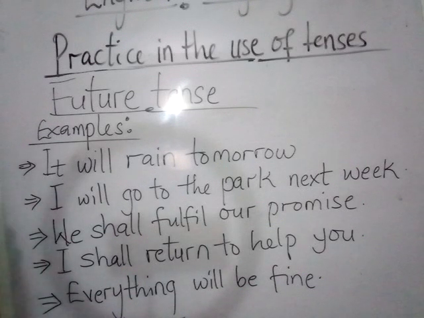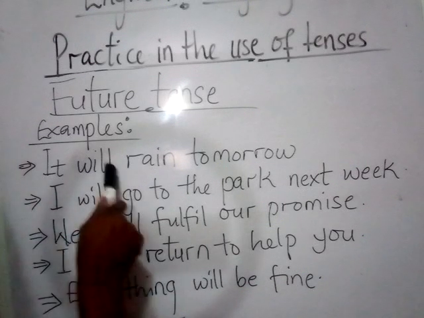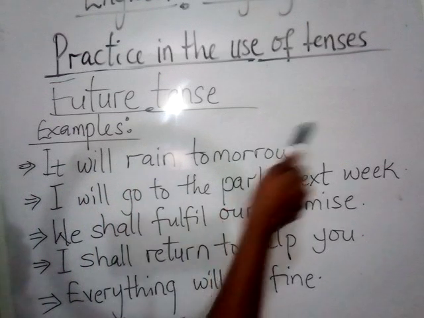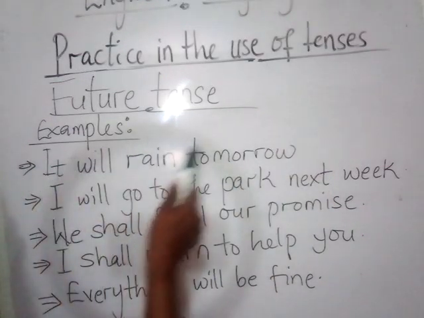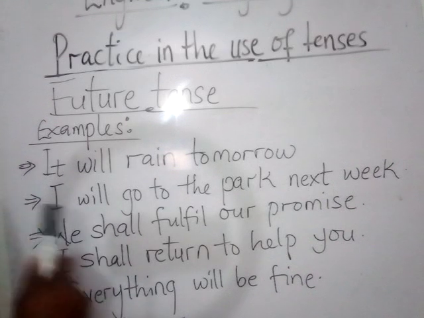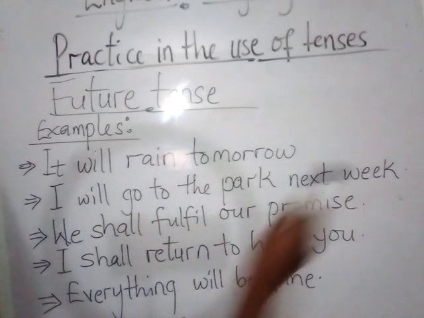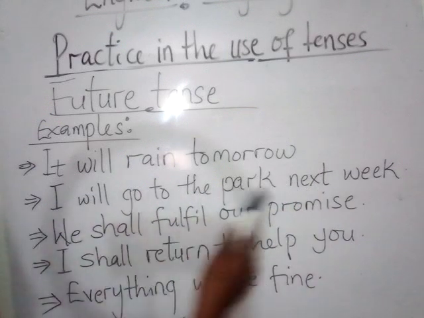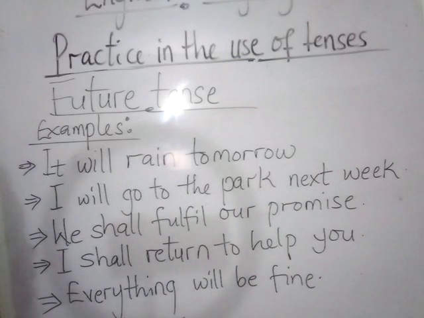So it will rain tomorrow, or the weather will be bad tomorrow, or the weather is going to be good tomorrow. Those are just ways of expressing things in the future. I will go to the park next week. I haven't gone to the park yet. It's not next week yet. So I will go to the park next week.